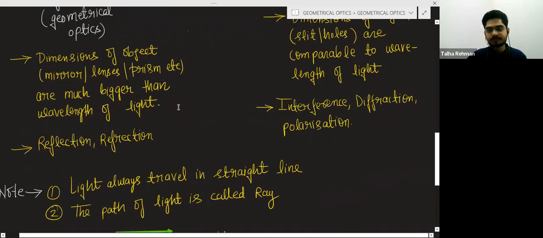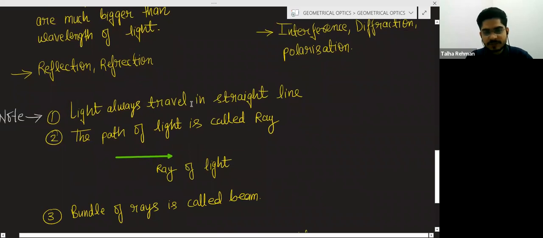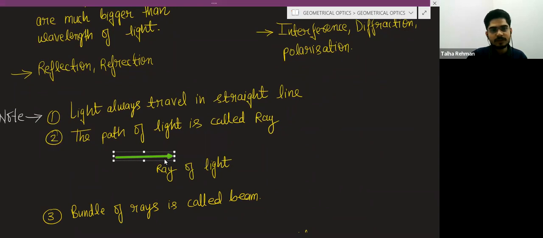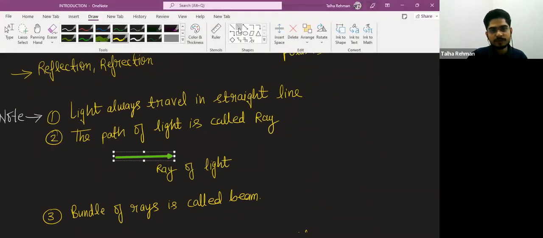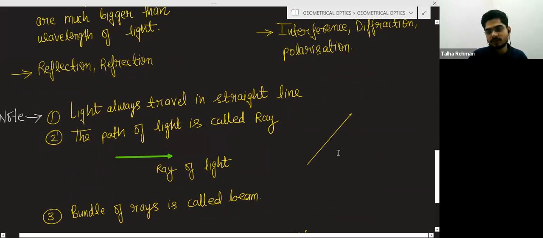There are some points that you should know before studying ray optics. First, light always travels in a straight line. After that, the path of light is called a ray. This ray shows the path of light. If I say the ray is going in this direction, it means light is going in this direction.